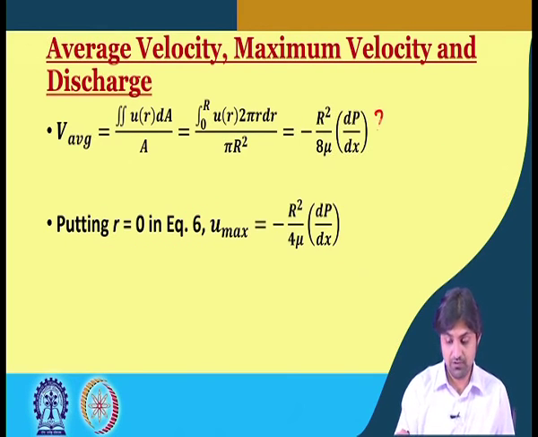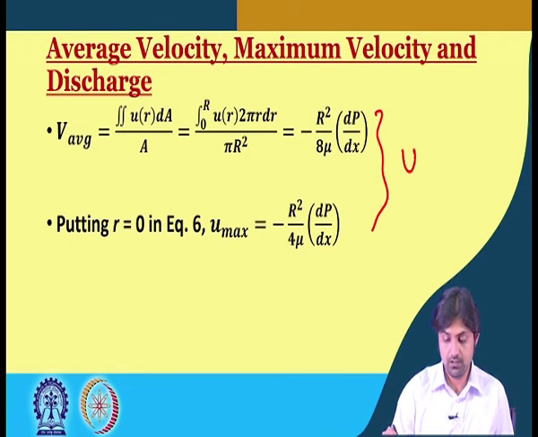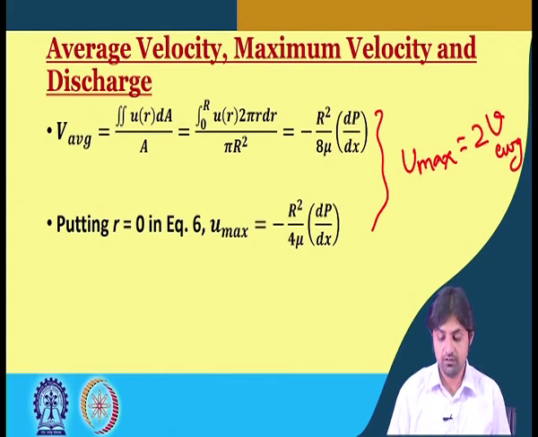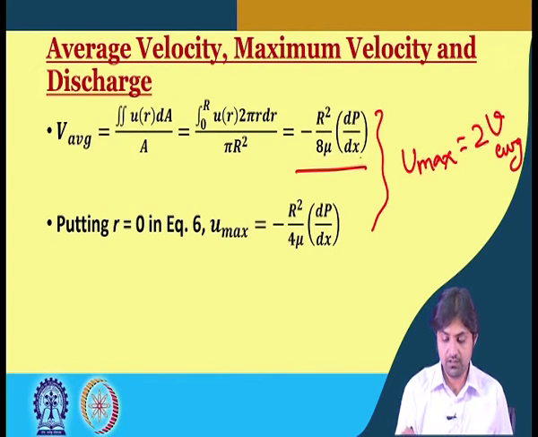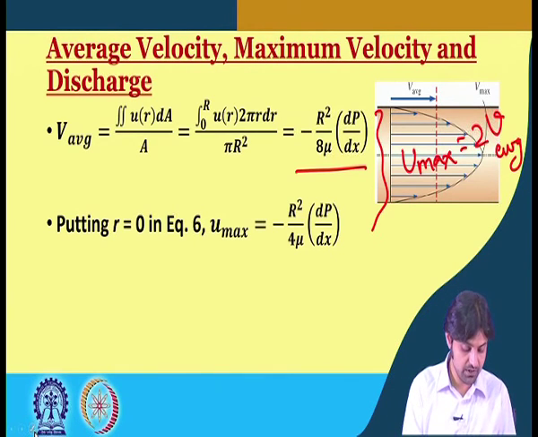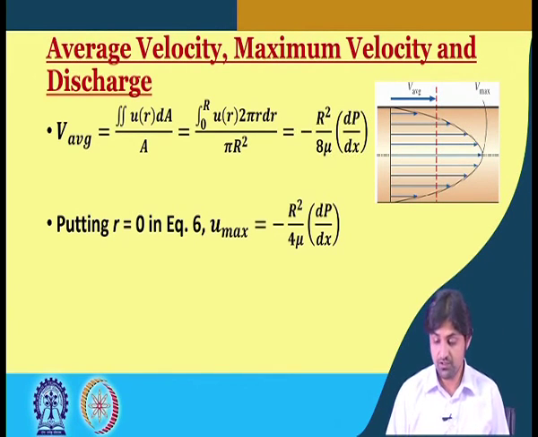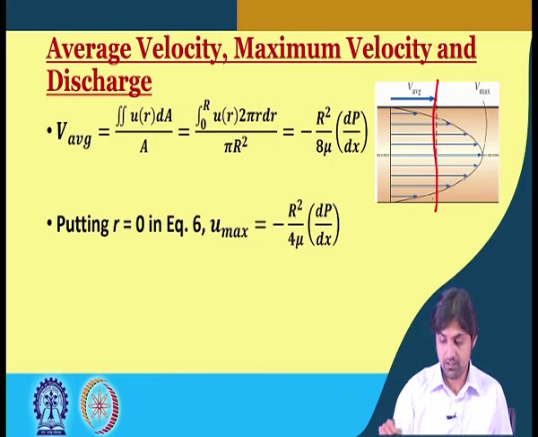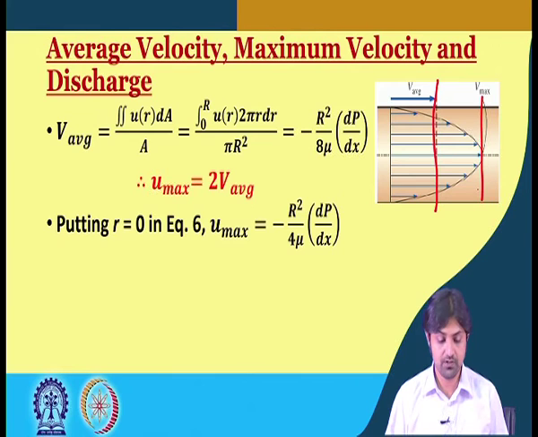And if you see the relation, u max is equal to 2 times u average, right. If you divide this by this, you will get 1 by 2. So this is the v average here and this is the u or v, whatever you want to say, okay, or u max is equal to 2 v average.